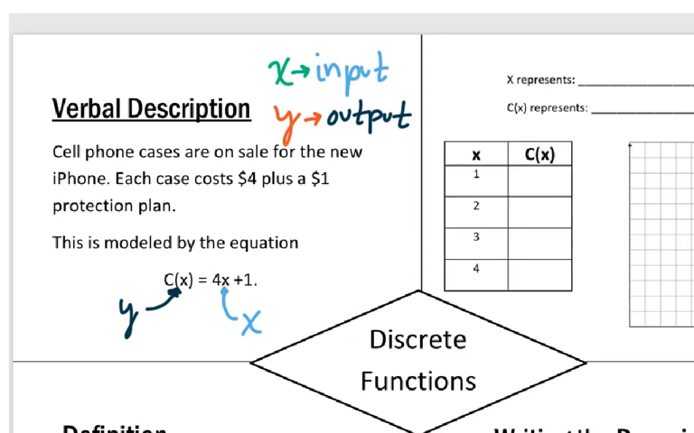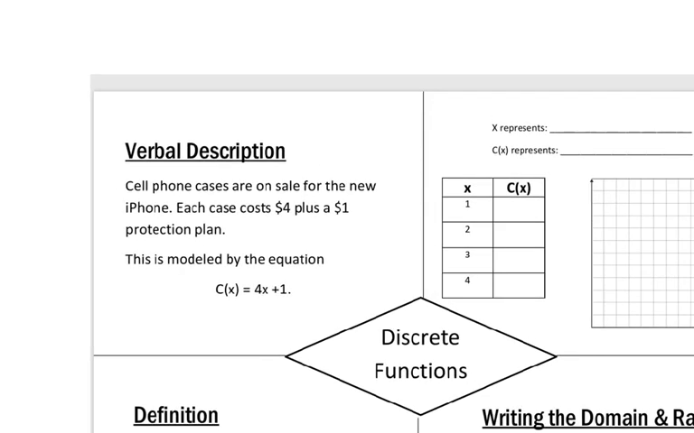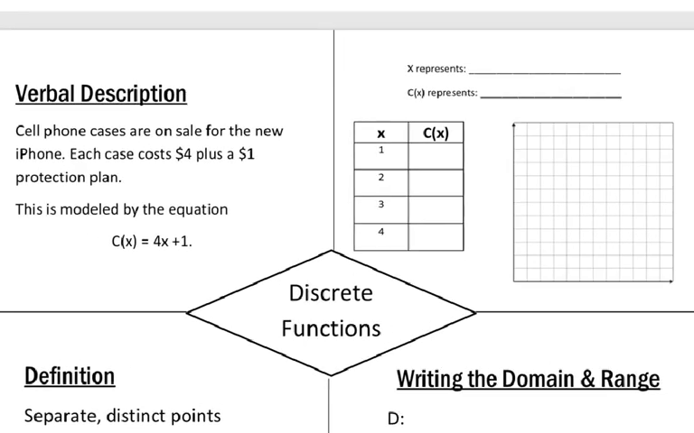So in this situation, it says each cell phone case costs $4 plus a $1 protection plan. This is modeled by this equation. So if we look on this right side here, it asks what my x and my c of x represent. So let me change this window just a little bit. All right, much better. So the x in this situation represents the cell phone cases, because it says each case is $4. So x is my cell phone case.